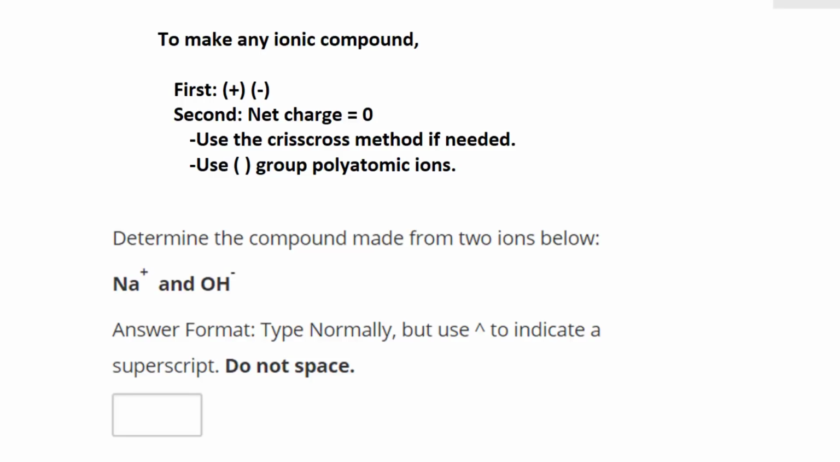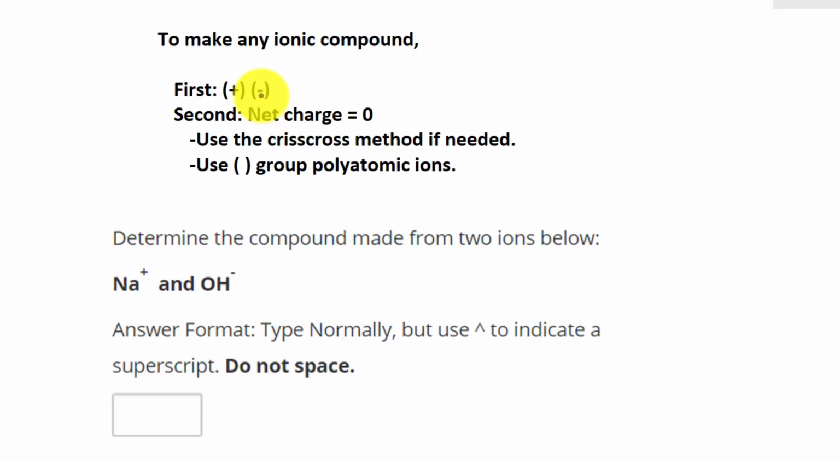In this lesson, we are going to learn how to determine the chemical formula of ionic compounds from a pair of ions, a positive and a negative ion. We need to follow a specific format. First of all, we always put the positive ion first, followed by the negative ion. Then we have to combine them in a way that makes the negative and positive charges cancel each other out. And that's the tricky part. We're going to cover that later.